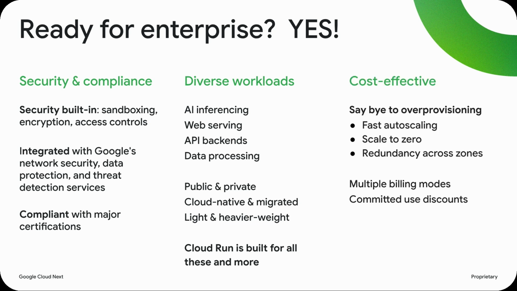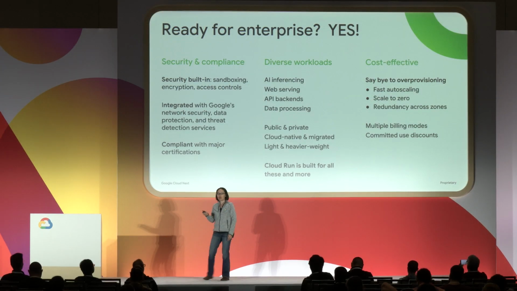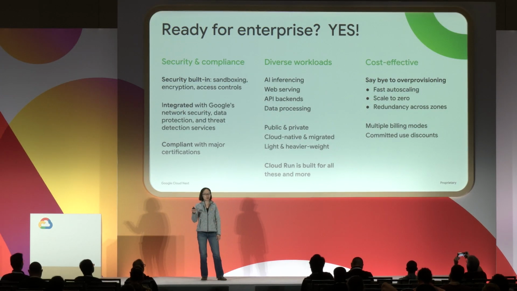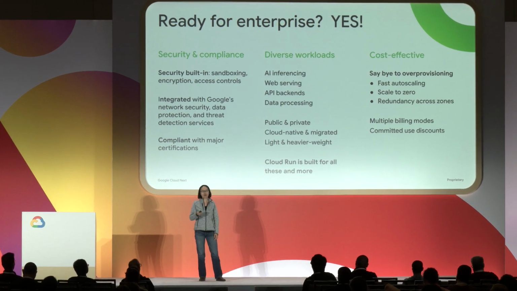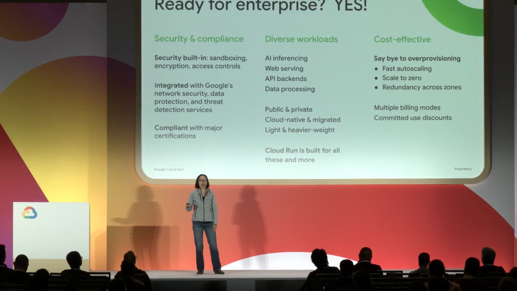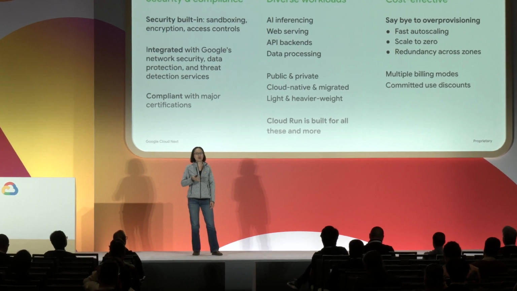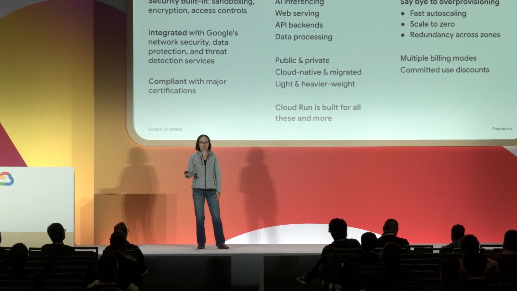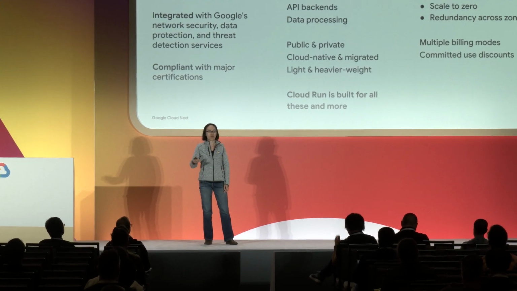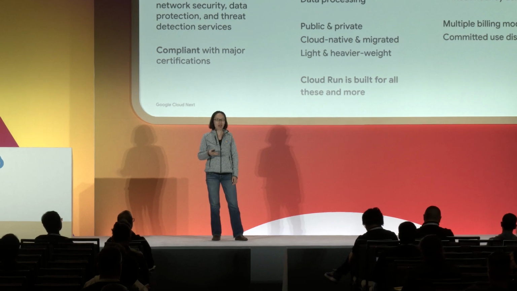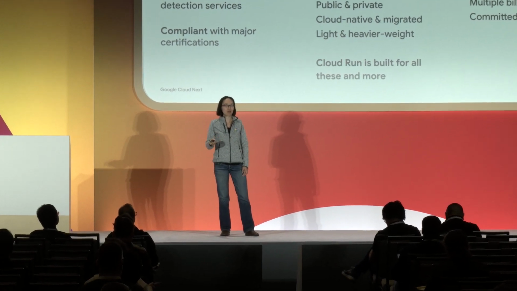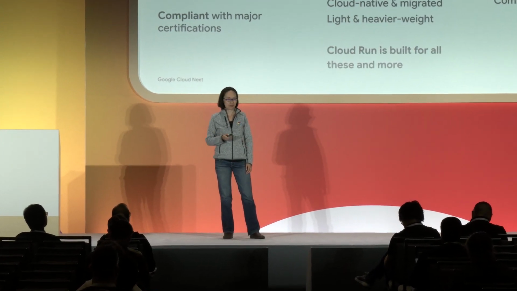And third, Cloud Run is cost-effective because you don't have to pre-provision for your peak traffic. With blazing fast auto-scaling and automatic scale down to 0, you can use and pay for only as much resources as you need. And with zonal redundancy out of the box, you don't have to over-provision in multiple zones in a region to enable zonal failover. And beyond that, there are many more ways to save, with multiple billing modes and committed use discounts.